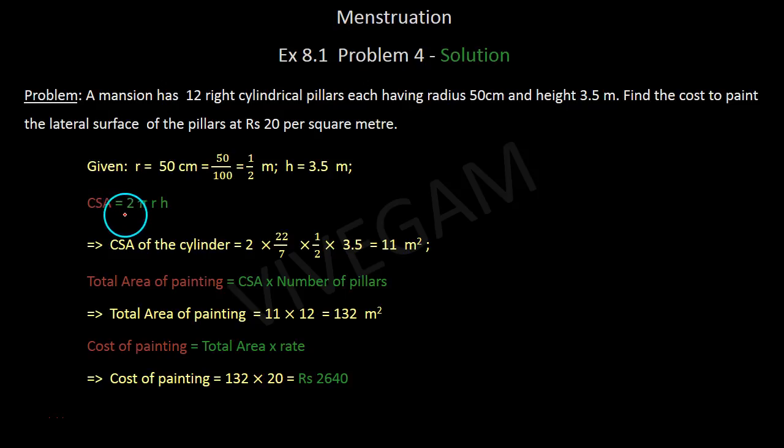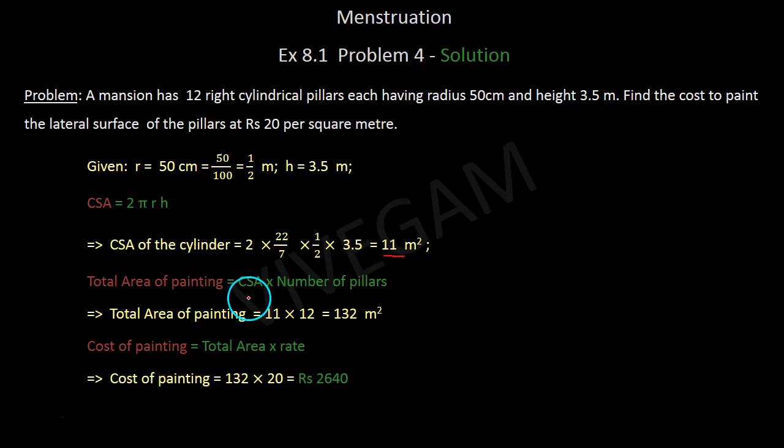So step 1. Curved surface area is 2 pi RH. That is 2 into 22 by 7 into radius, which is half a meter. Watch out, you have to make sure the units are at the same level. That is, either everything should be in centimeter or it should be in meters. Here we are making it into meters. So 2 into 22 by 7 into half a meter into height, which is 3.5. So what will happen? 3.5 will go 2 times. This 2 will cancel this 2. 22 by 2 will get us 11 square meter. So the curved surface area is 11 square meters.